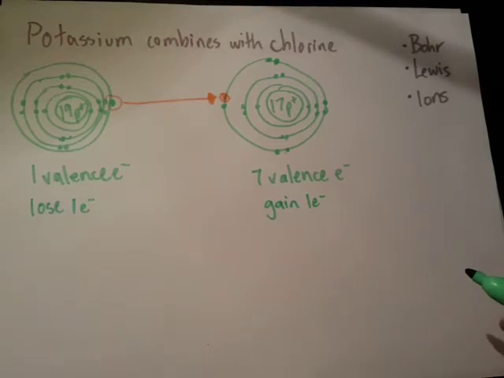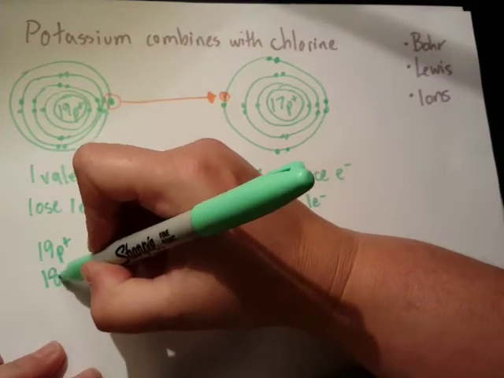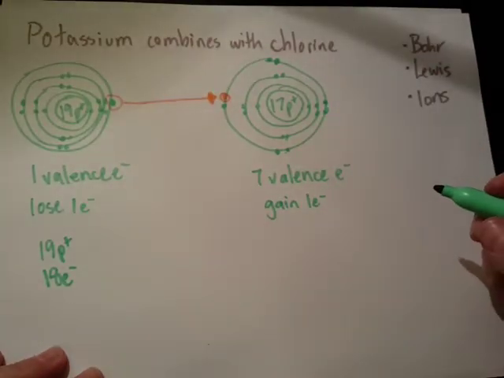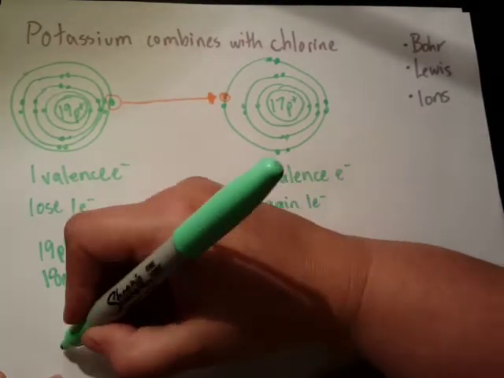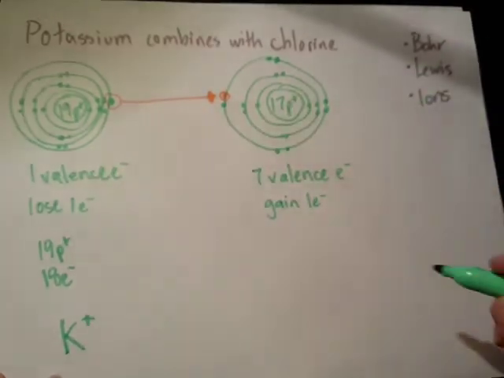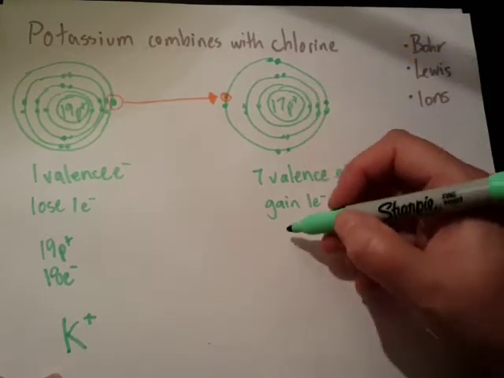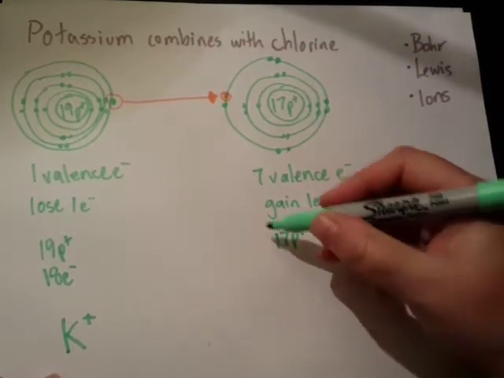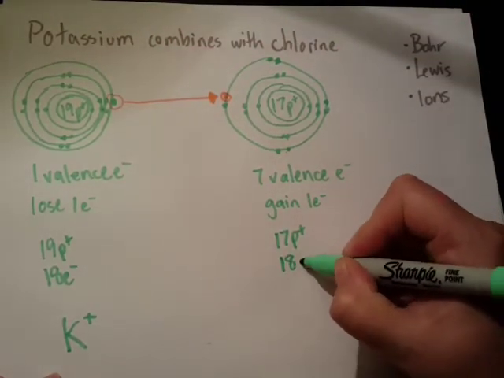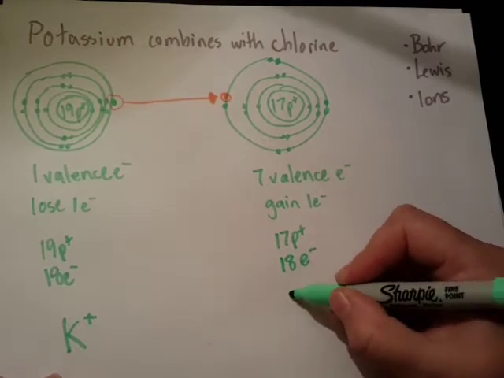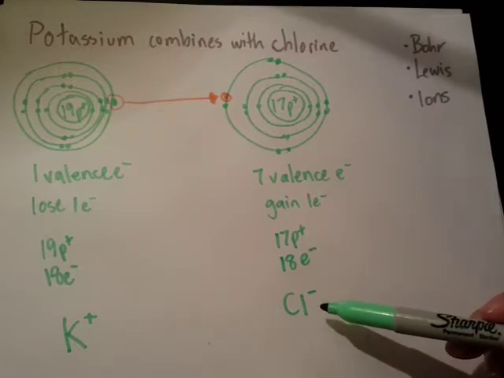This forms a charged particle. Overall, we have 19 protons, and there's only 18 electrons left over. So the net is we're up 1 proton, so we have a +1 for the potassium. Whereas chlorine had 17 protons, and it will gain 1 electron, so it's going to have 18 electrons. So it's up 1 electron, so it'll be a charged particle, forming a -1 ion.